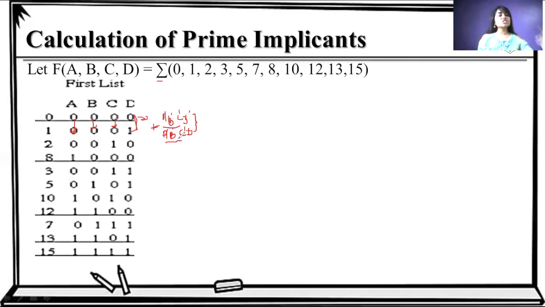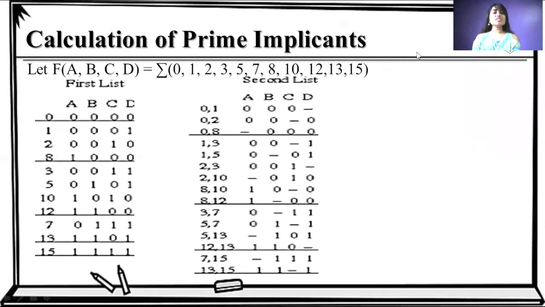That means this 0 and 1 can be simplified into one term if we have 3 bits in common out of 4 bits and only 1 bit difference. Remember, here we combine the terms which differ by only 1 bit. This is how we make a group and combine the terms into the second list for simplification of a logical function. So here we have a second list.